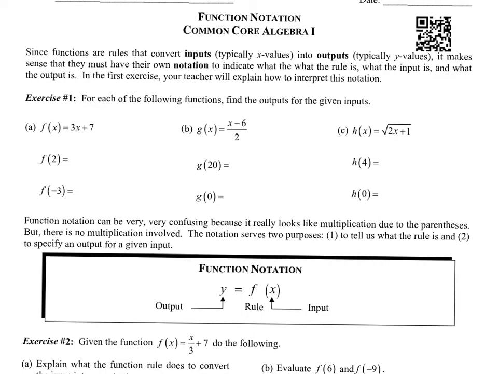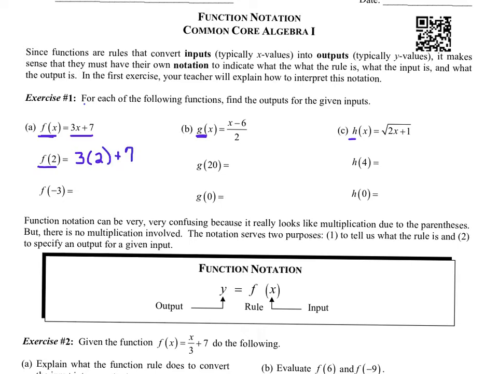Okay, and here are 3 different functions, and they're asking you for different values. They've named this first one f of x, as I did. Second one they're calling g, and the third one they're calling h, and those letters don't matter at all. It's just the name of the function. So it says for each of the following functions, find the outputs for the given inputs. F of 2 means to find the value of this function when x is 2. So when the input is 2, find the output. Well, everywhere there's an x, I'm going to replace it with a 2.